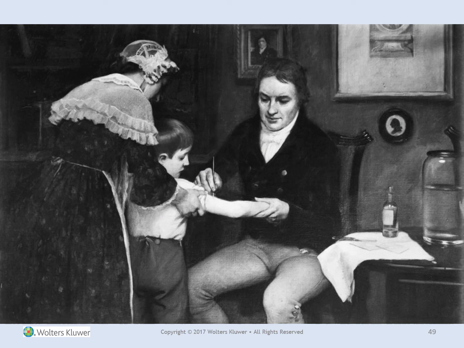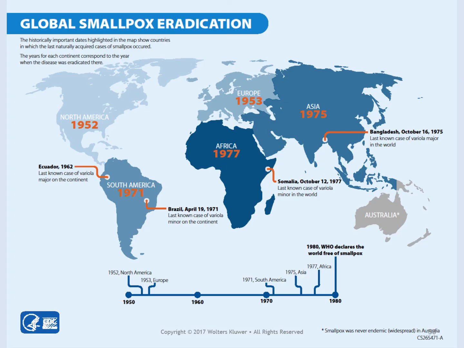Here's Dr. Jenner injecting the neighbor kid. If you look up Dr. Edward Jenner, you'll see any variation of this picture. It's a very, very famous picture. This is our map showing the elimination of smallpox across the world with the Global Smallpox Eradication Program. Interestingly, Australia never had endemic smallpox, so they didn't go through the program.